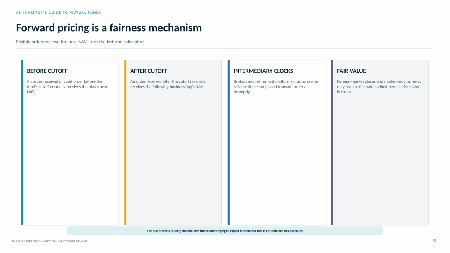own systems. Fair value can also matter when foreign markets closed hours earlier or when significant news makes a quoted price stale. The purpose is not to give investors a precise intraday quote. It is to prevent someone from using newer information against a price that has not yet caught up, which would shift value away from existing shareholders.